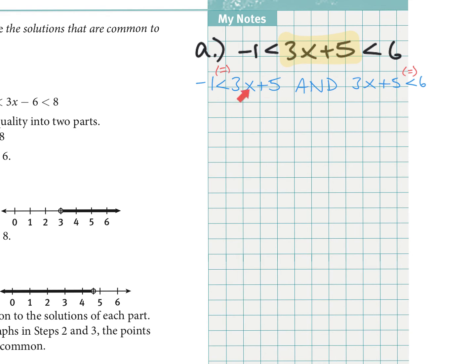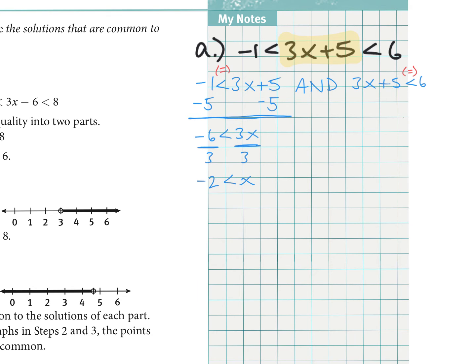So probably the best thing for us to do here is start off by subtracting 5 from both sides. So I'm going to subtract 5. That way now I have -6 is less than 3x. And my next step to get x by itself is to divide by 3. So that way I have -2 is less than x.